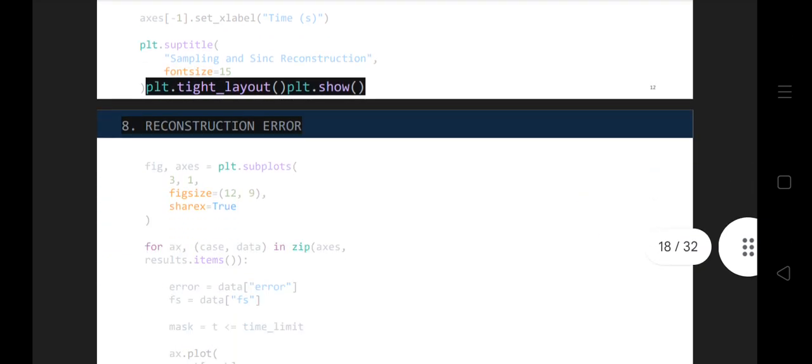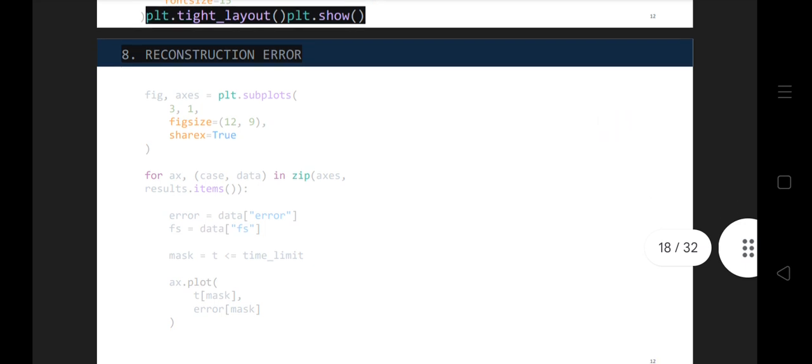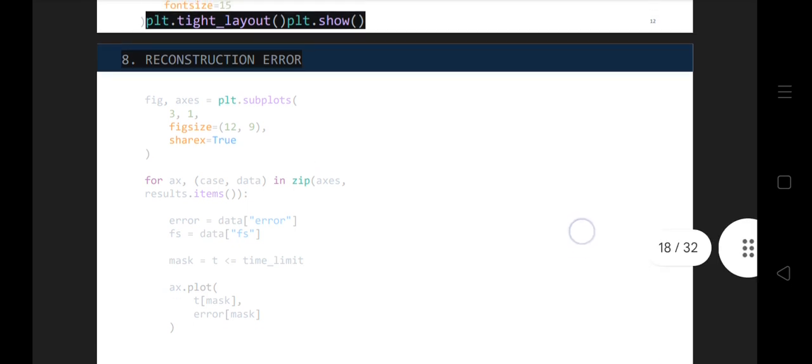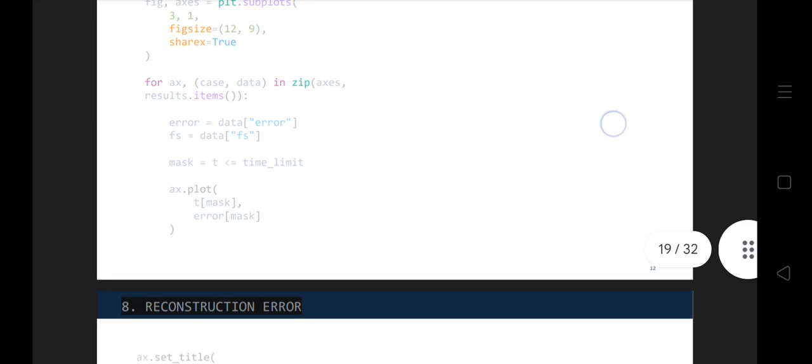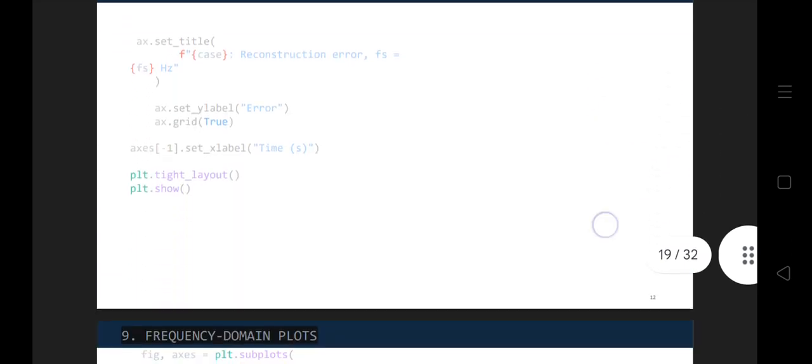Here is the reconstruction error code. Here the program loops through all 3 sampling cases. For each case, it generates the physical samples, reconstructs the signal using sinc interpolation, and calculates the reconstruction error. Then MSE and RMSE are calculated and stored for comparison. Here is the code.